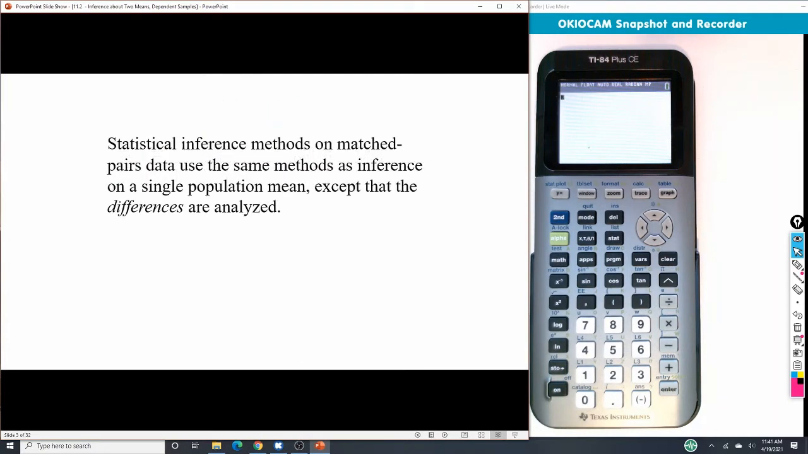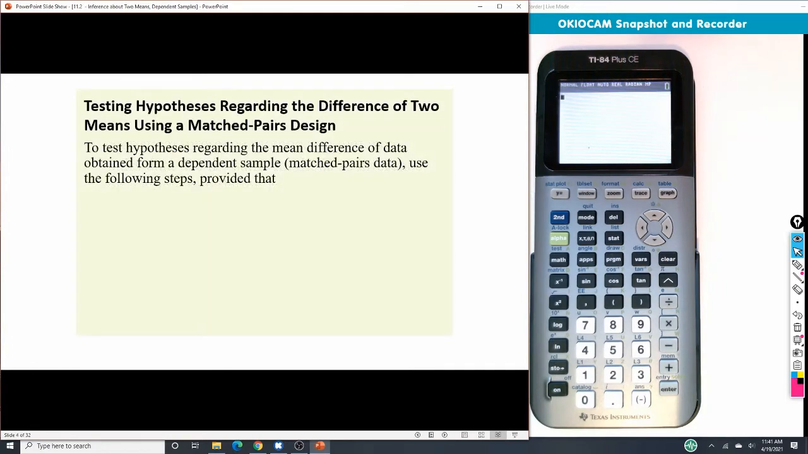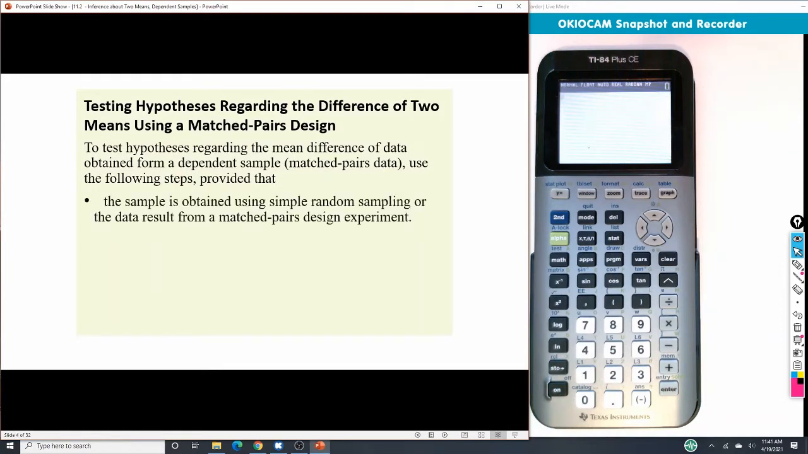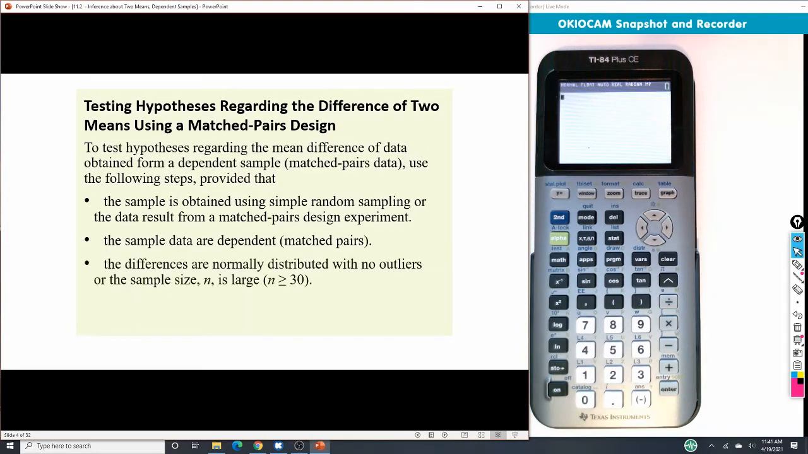All right, so statistical inference methods on matched pairs use the same as an inference on a single population mean, except that we're just going to look at the analyzed differences here. So we use the following steps. The sample needs to be from simple random sampling, and the data from a matched pairs design. Do they need to be dependent? And then our sample size, no outliers, and larger than 30 or normally distributed.